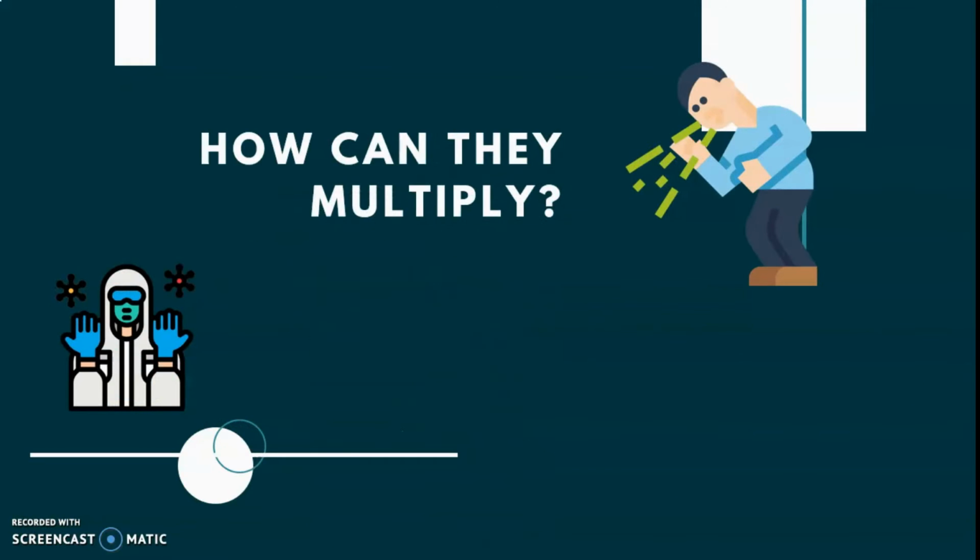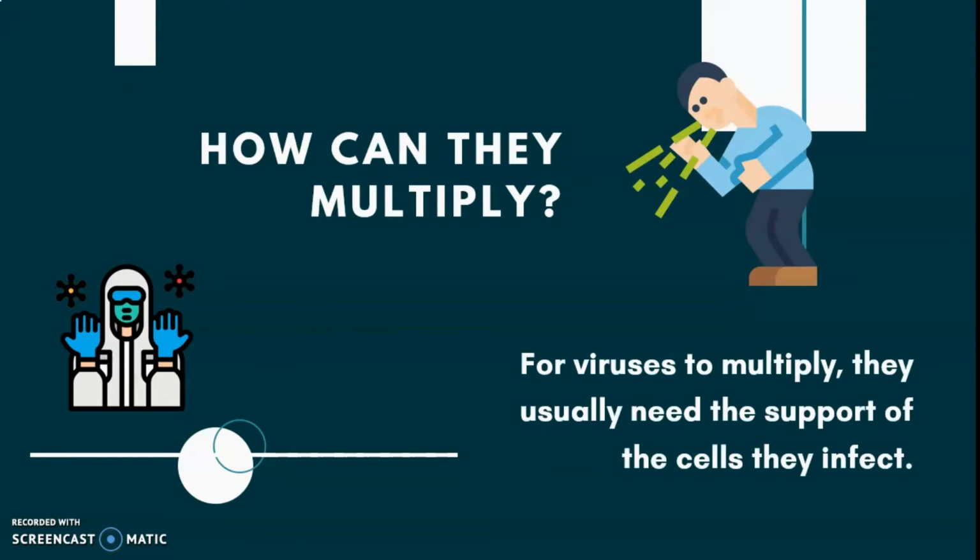Last question. How can they multiply? Can you recall what was your previous answer? For viruses to multiply, they usually need the support of the cells they infect. Remember that viruses are not considered living, nor do viruses have cells. They are very small, much smaller than the cells of living things, and are basically just packages of nucleic acid and protein.